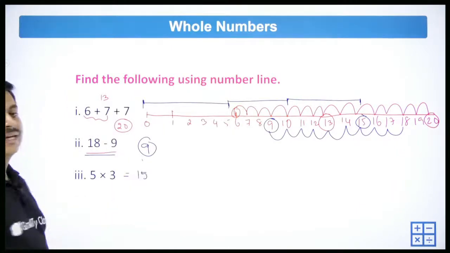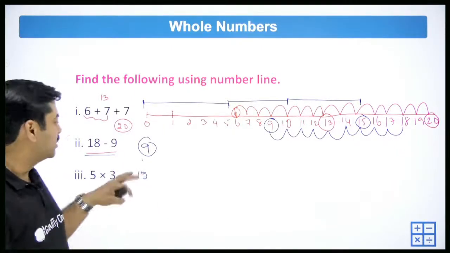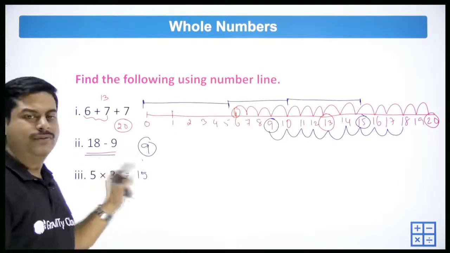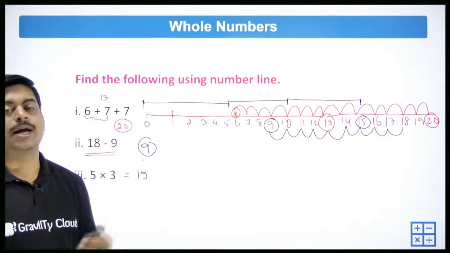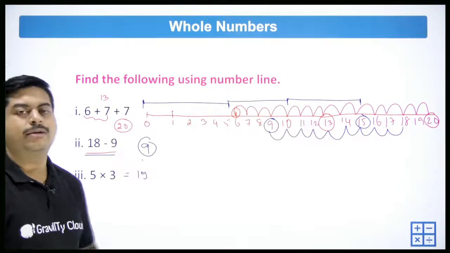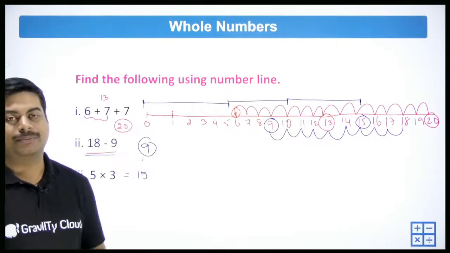So that is how you can calculate using number line. All of these calculations are very simple. 18 minus 9 is 9, 5 into 3 is 15. You might have learned this in the previous classes, but still, using the number line concept will be very easy as well as very important. Correct? Next one we're going to see.